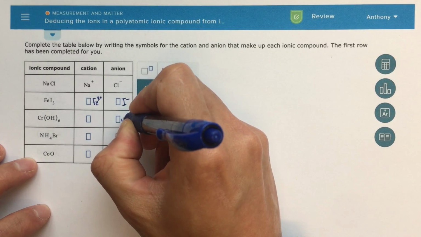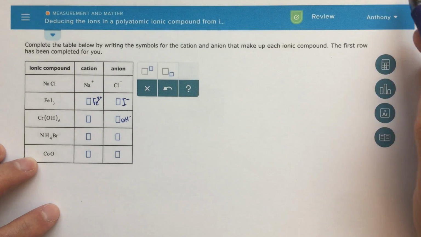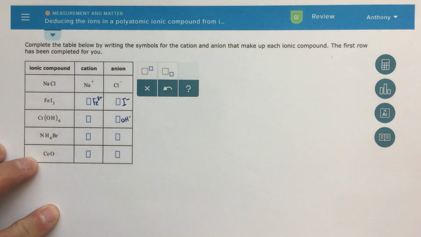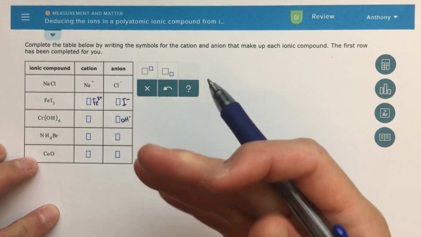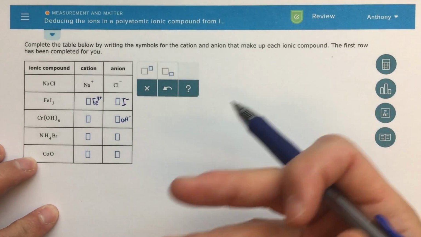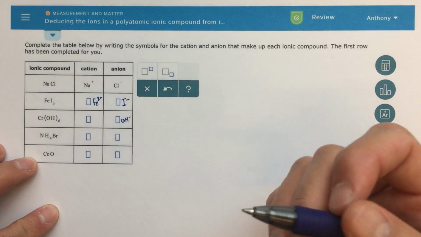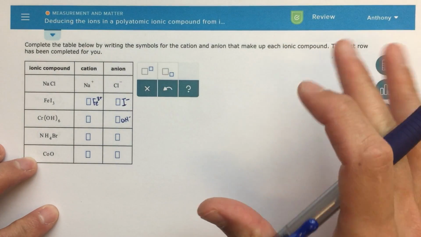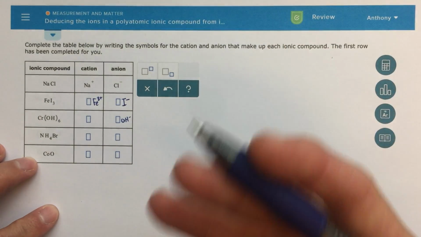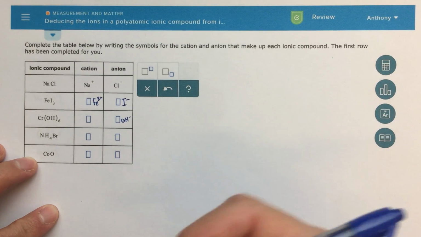Let's do the next one, chromium OH. So I again know that OH has a charge of -1. It's a polyatomic ion with a -1 charge. Hydroxide, that's something that as you work with these polyatomic ions, as you get more comfortable with them, that'll fall into place. If you're having to look those up initially, I think that's totally fine. But as you use them, then you will get more comfortable with their relative charges.